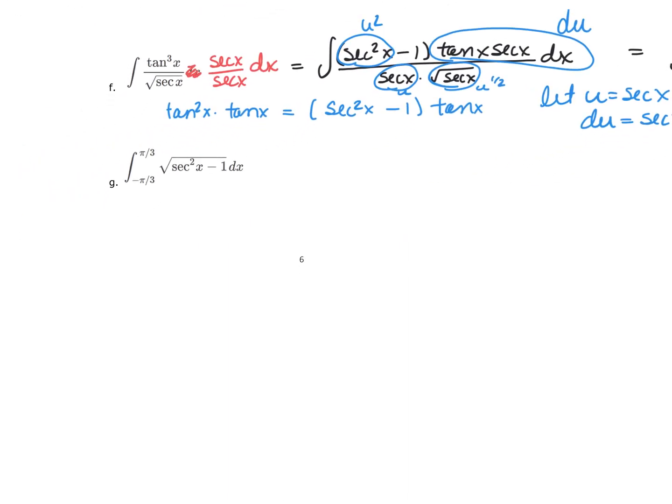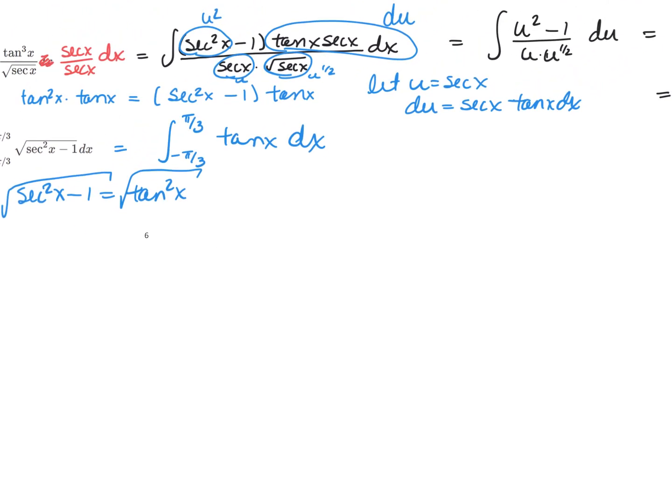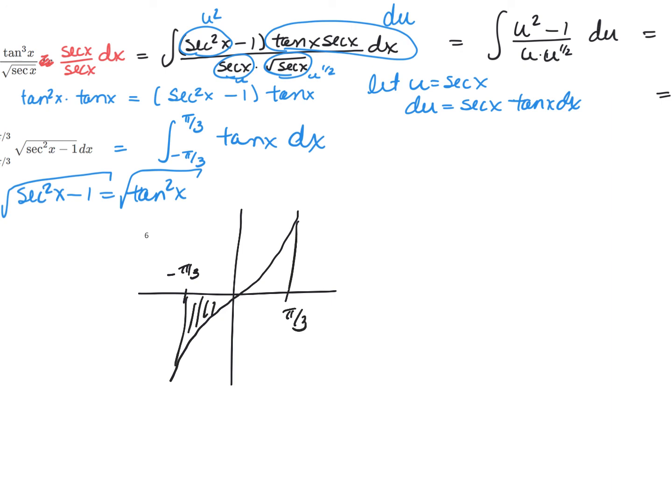Here is my last one. I have the square root of secant squared of x minus 1. Well, the secant squared of x minus 1 is equal to the tangent squared of x. So then the square root of this is just the tangent. So this really is the integral from negative pi thirds to pi thirds of the tangent of x dx. Now, tangent is odd. So if you were to graph the tangent, this is the graph of the tangent. So if you go from negative pi thirds to pi thirds, this area and this area are equal. One's positive, one's negative, so the answer is 0. And that's it for this video.